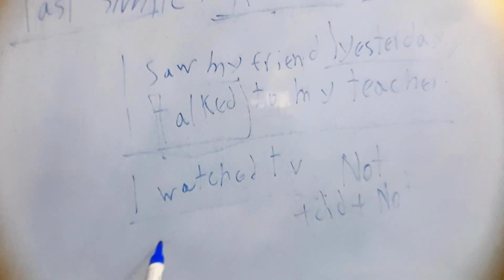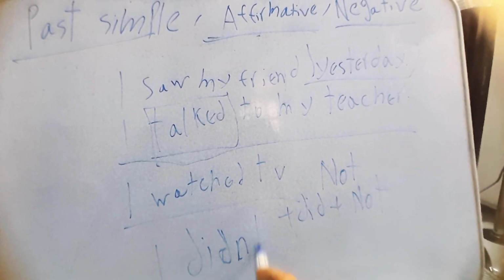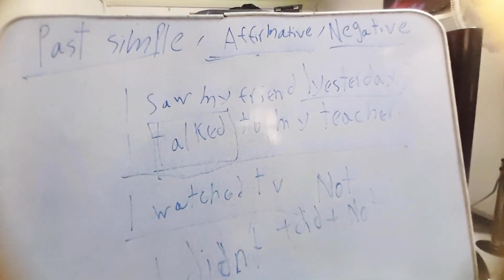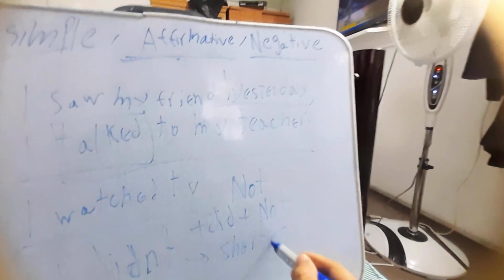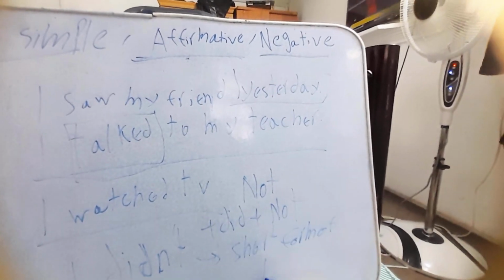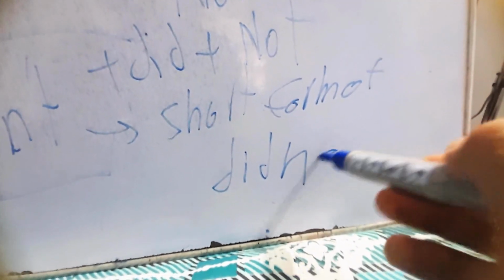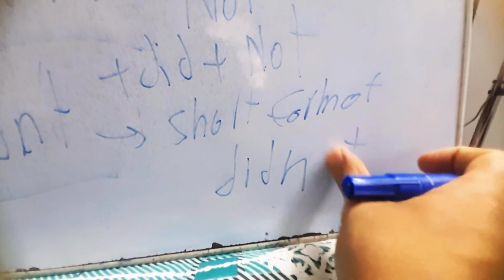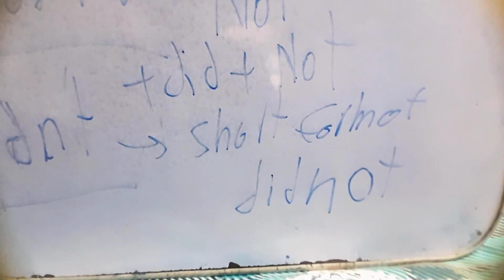For example, I did not, or didn't. Didn't is the short form of did not. Sorry, the short form of did not. Didn't is did not.